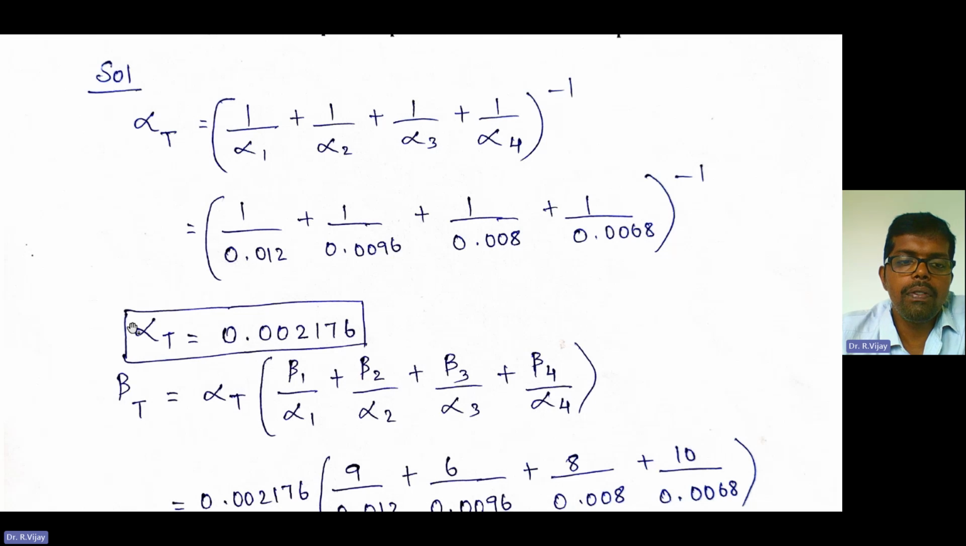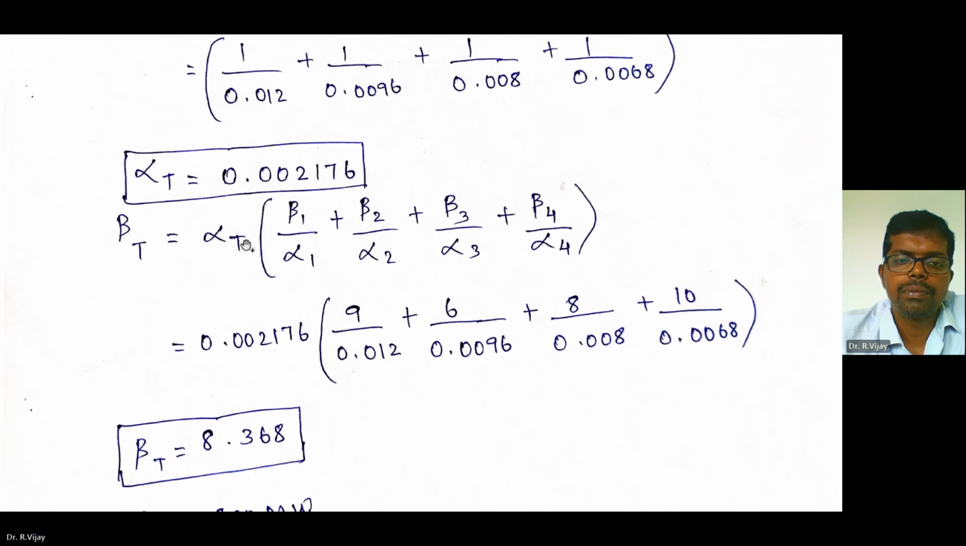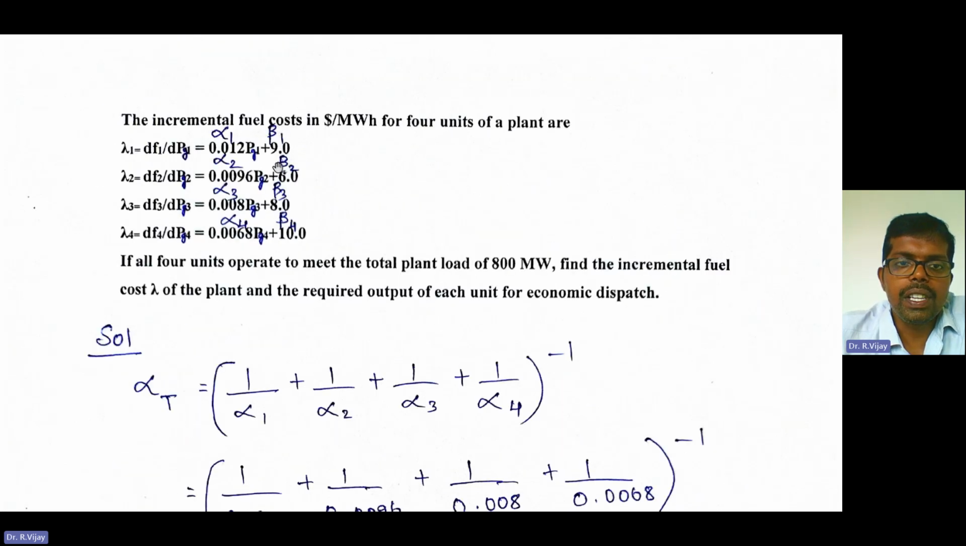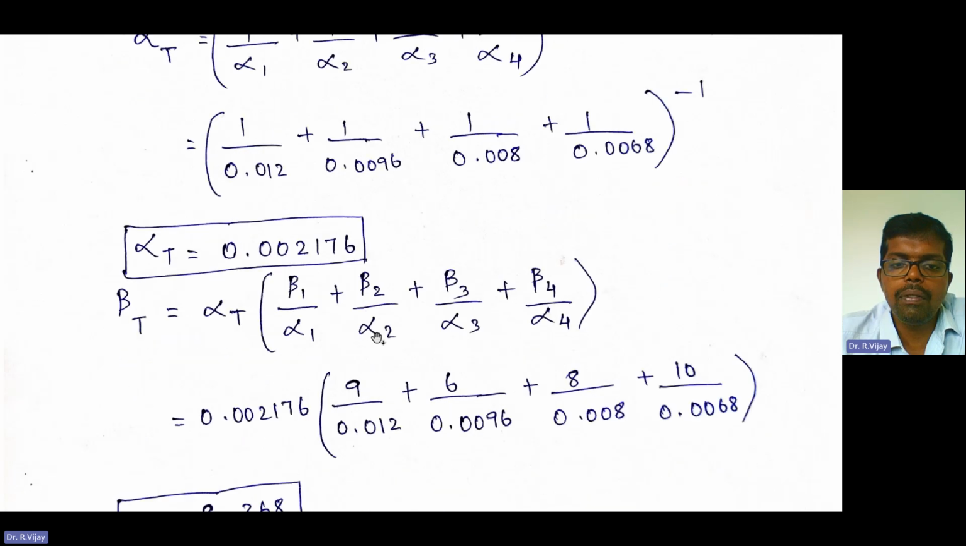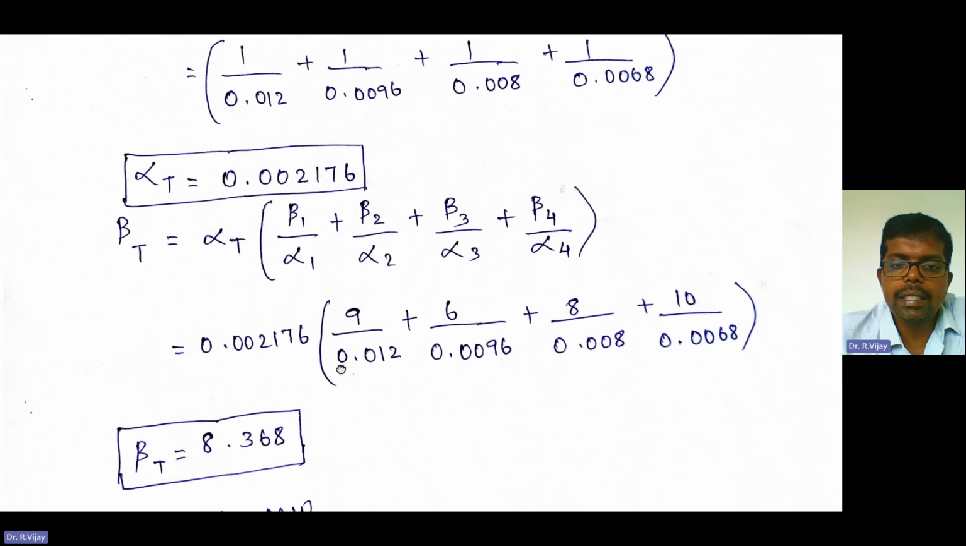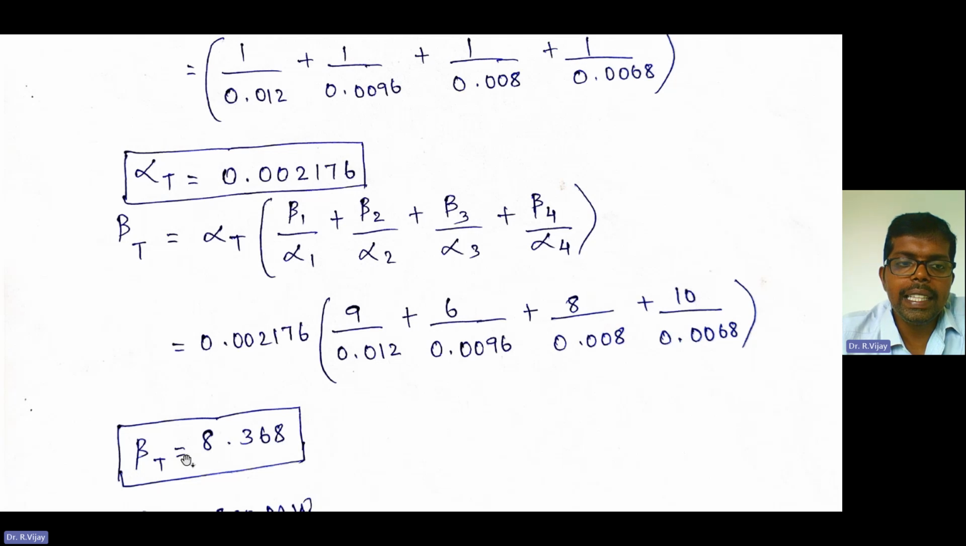Similarly, we need to find the beta t. What is the formula for finding the beta t? It is alpha t into beta 1 divided by alpha 1 plus beta 2 divided by alpha 2 plus beta 3 divided by alpha 3 plus beta 4 divided by alpha 4. Alpha t we already calculated, so you substitute it over here. Beta 1 is this constant coefficient. So we substitute beta 1, beta 2, beta 3 and beta 4 and alpha 1, alpha 2, alpha 3 and alpha 4. Simplifying, we are getting the answer as beta t as 8.368.